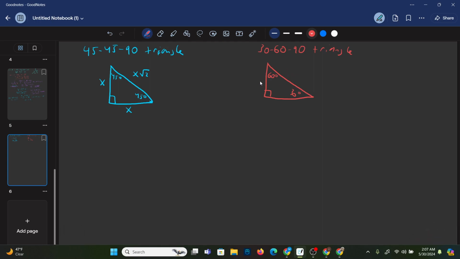This is the shorter leg, which is equal to x. The hypotenuse is equal to 2 times the shorter leg. And the longer leg, which is this leg, is equal to the shorter leg times the square root of 3.